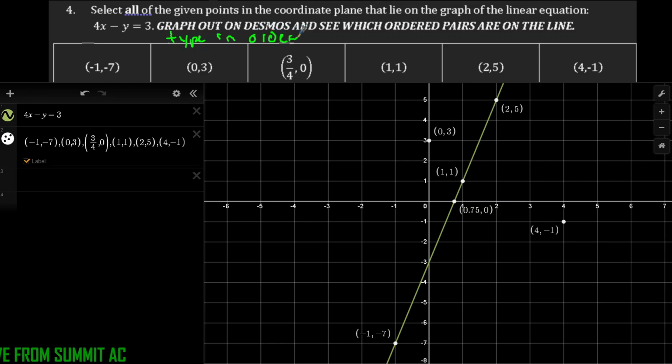ordered pairs, just like I showed you. So we're going to say if (-1, -7), (3/4, 0), (1, 1), and (2, 5) are all on the line. So again, if it's not on the line, it is not a solution.